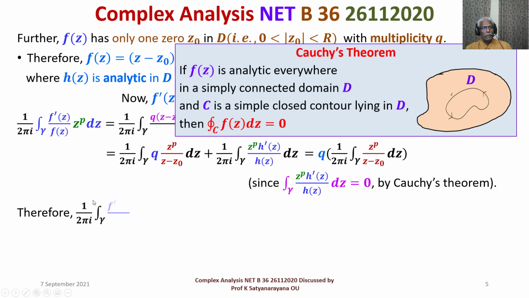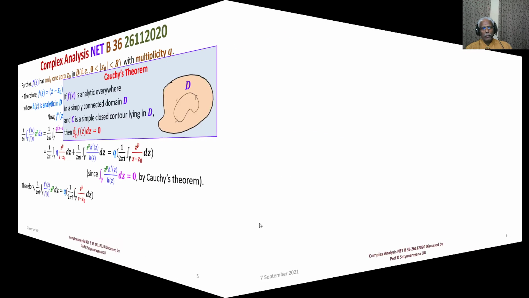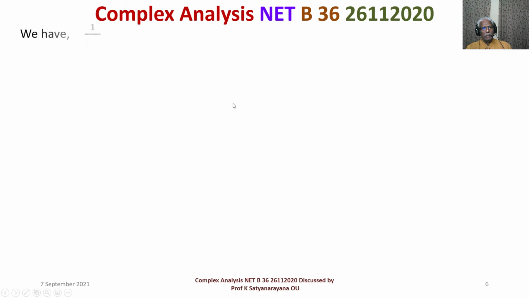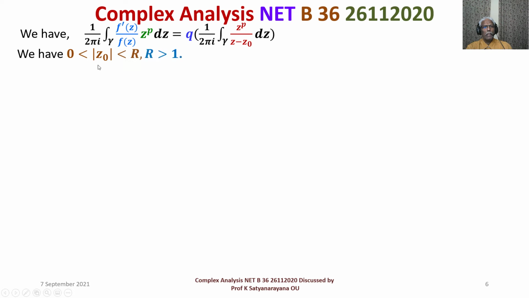So what you are left with is 1 by 2 pi i integral taken on gamma f prime z by f(z) z to the power of p dz is equal to q times 1 by 2 pi i integral taken on gamma z to the power of p by z minus z naught dz. That is what is remaining with us. So we have brought it forward here. Now 0 is less than modulus of z naught, less than or greater than 1. Then we have three cases to consider.